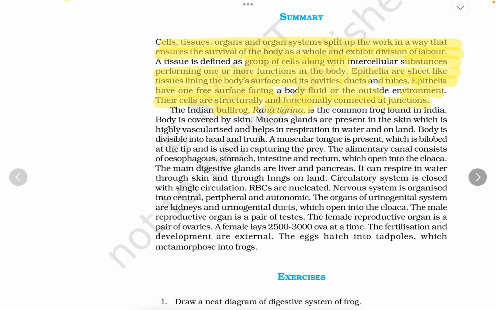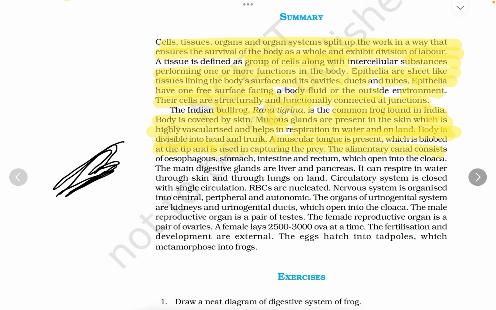The Indian bullfrog, Rana tigrina, is a common frog that is found in India, covered by skin. Mucus glands are present in the skin, which is highly vascularized and helps in respiration in water and on land. The body is divisible into head and trunk. A muscular tongue of the frog is present, which is bilobed at the tip and is used to capture the prey. Bilobed means it has two lobes. The tongue will have two lobes at the end, because they help in capturing the prey.